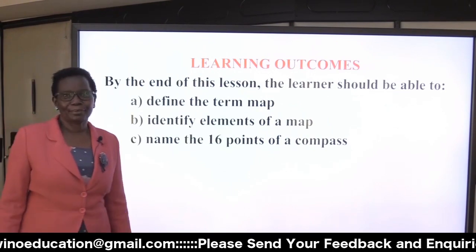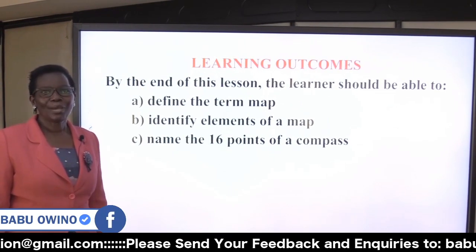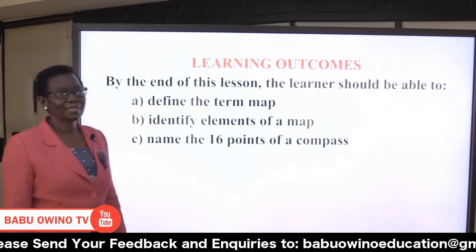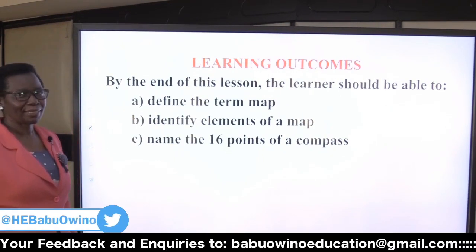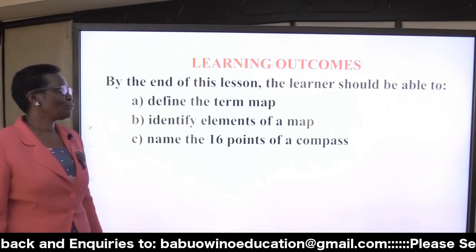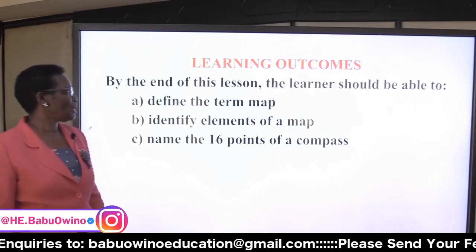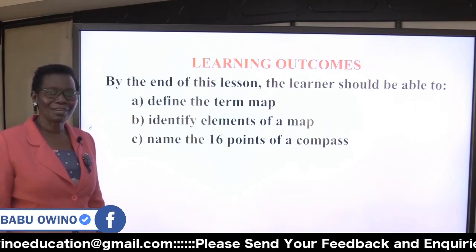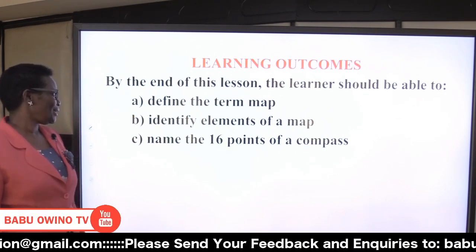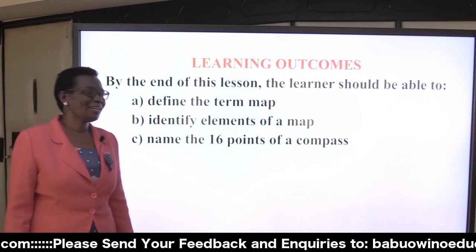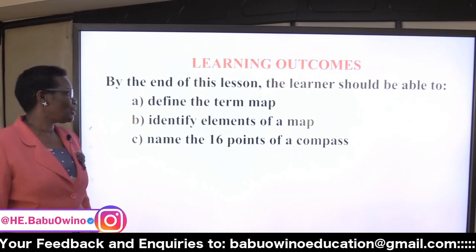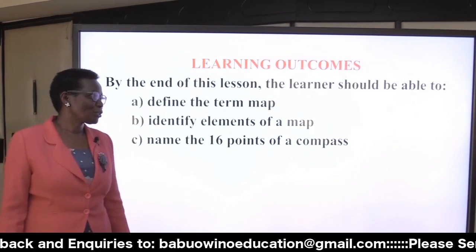The learning outcomes. What do I expect by the end of this lesson? These are some of the learning outcomes. As a learner, by the end of this lesson, you should be able to define the term map. Another one, you should be able to identify elements of a map. The third one, you should be able to name the 16 points of a compass.